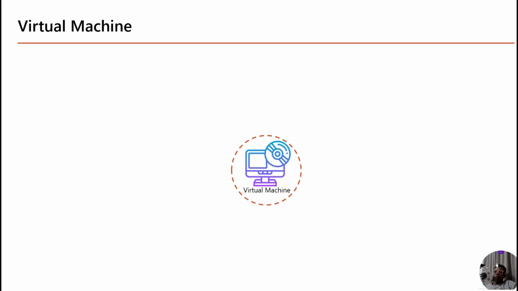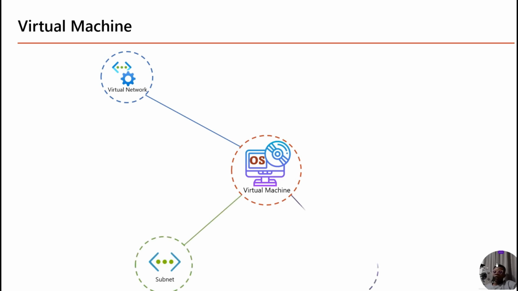But before we get started with provisioning a virtual machine, let's quickly talk about some important components that all come together when you create a virtual machine. So we have the operating system, which is essentially what dictates the operability of your virtual machine. Then we have the virtual network, aka the VNet. This is the component that allows for traffic communication. Then we have the subnet. We have the network interface card, aka NIC. We also have the network security group.